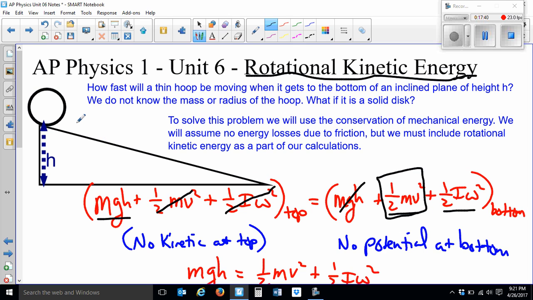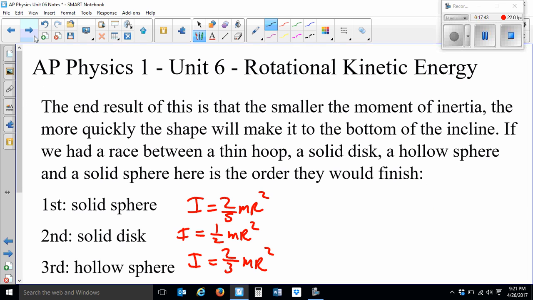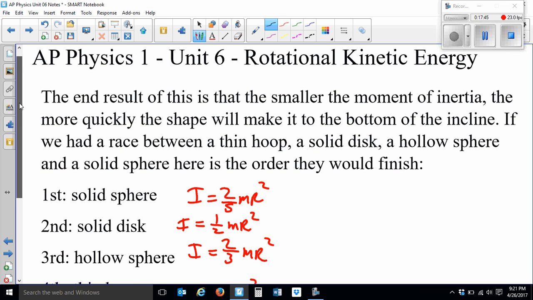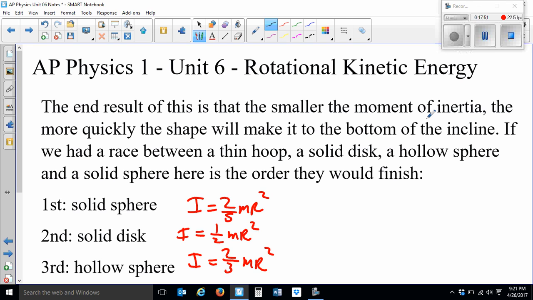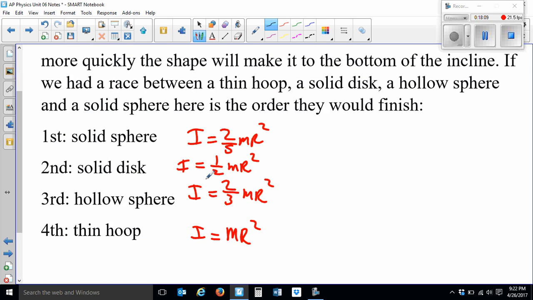So if we had two objects that both rolled, the one that has the smaller moment of inertia will actually make it to the bottom more quickly. Less energy is going to have to be used to rotate that object, to cause it to spin. So if we had a race with a thin hoop, a solid disk, a hollow sphere and a solid sphere, the order they would finish depends on their moments of inertia. The solid sphere actually has the lowest moment of inertia, then the solid disk, then the hollow sphere, and then the thin hoop having the most moment of inertia.